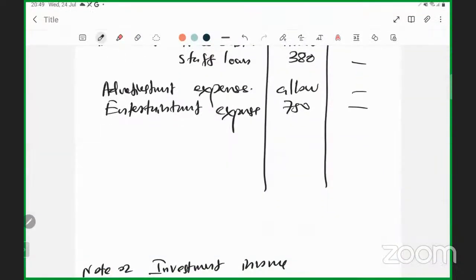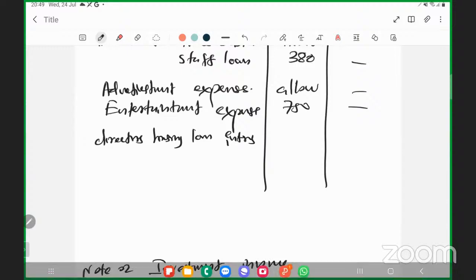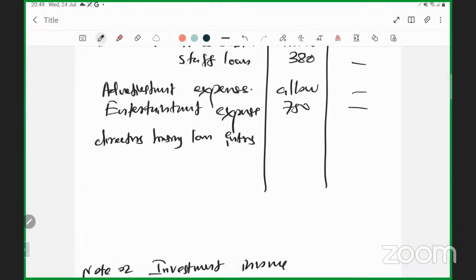Therefore, under that interest, the director's housing loan interest, you have to add back. Then how much? 710.